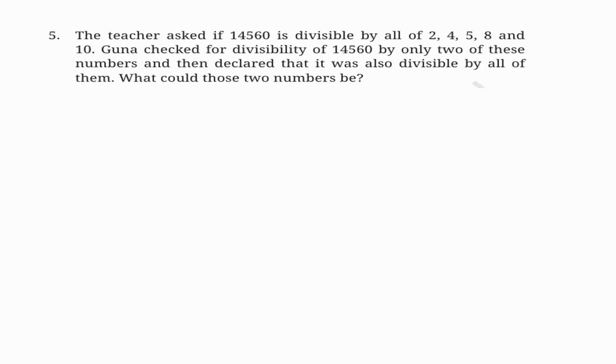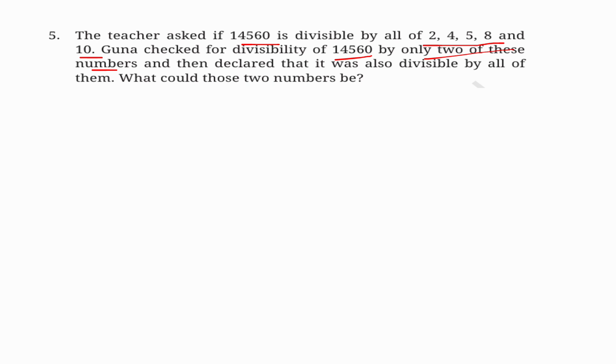The teacher asked if 14,560 is divisible by all of 2, 4, 5, 8 and 10. Guna checked for divisibility of 14,560 by only two of these numbers and then declared that it was also divisible by all of them. What could those two numbers be?